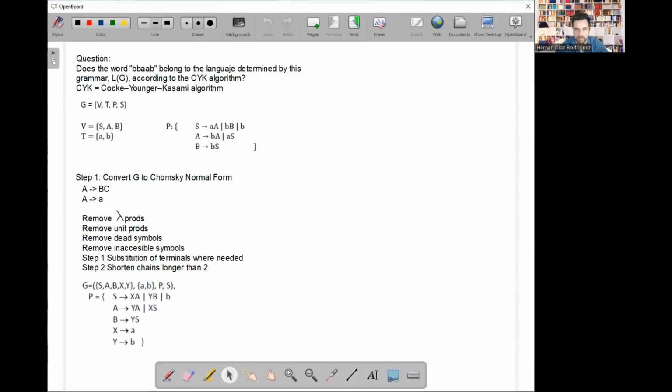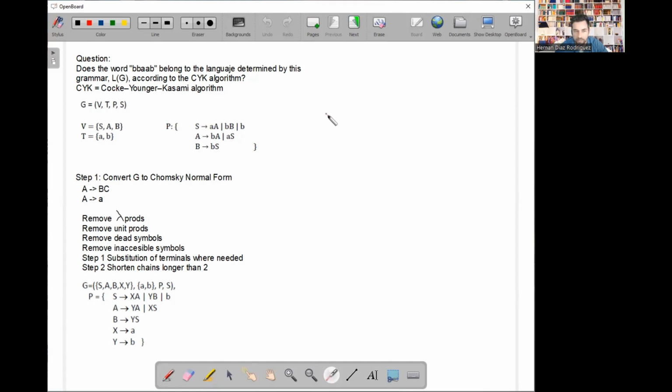Okay, and here we go. This is the question that we have for today. We want to know if the word BBAAB belongs to the language determined by this grammar, right? According to the CYK algorithm. Here we have the grammar. As you can see, it has three variables, two terminals, and then three production rules.